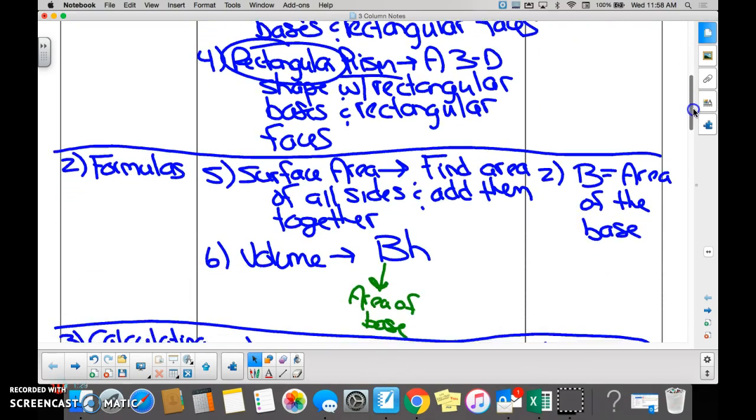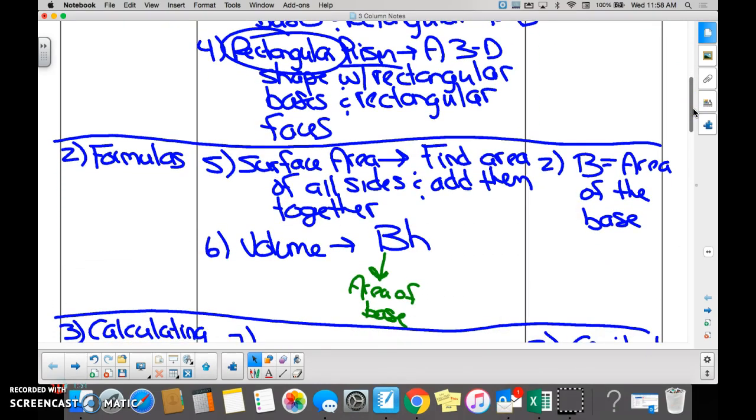Okay, formulas. Surface area formula. Somebody tell me the surface area formula. What is it, Sam? Find the area of all sides and then add them together. Can you automatically find the area of one side and just multiply by 2? No! Only on what kind of prism can you do that? Rectangular. Only on a rectangular prism.